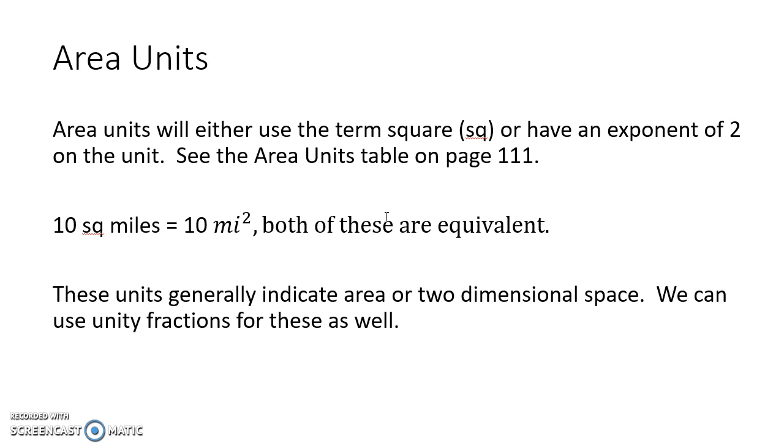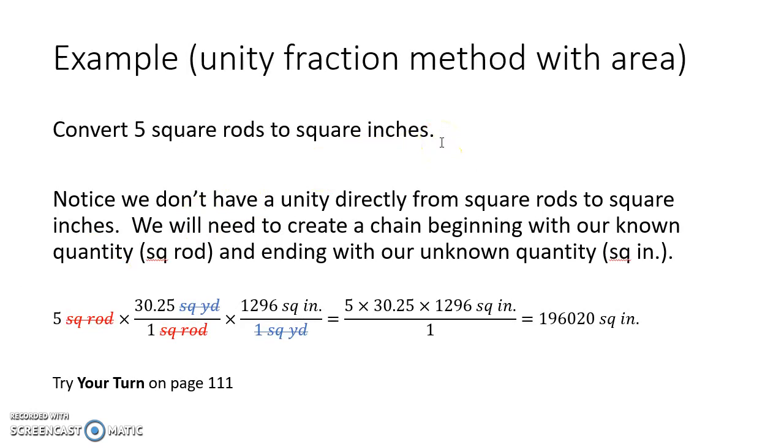Now there's some exceptions there. If you look at acre, acre doesn't have a square term or an exponent because the word acre was defined as a term in terms of area. So generally you'll see that square term or that exponent, but there are some cases, for example, acre, which you just have to know that word describes an area. So let's go ahead and look at an example of that.